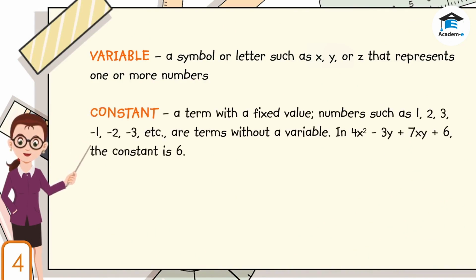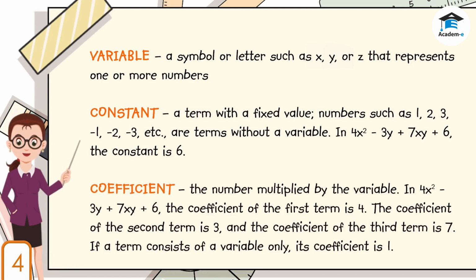A constant is a term with a fixed value. Numbers such as 1, 2, 3, -1, -2, -3, etc. They are the terms without variable. In the expression 4x squared minus 3y plus 7xy plus 6, the constant is 6.